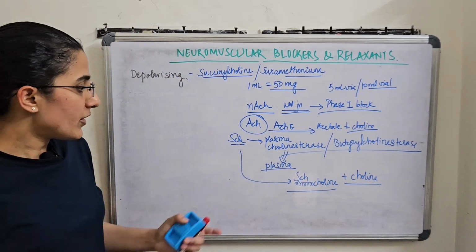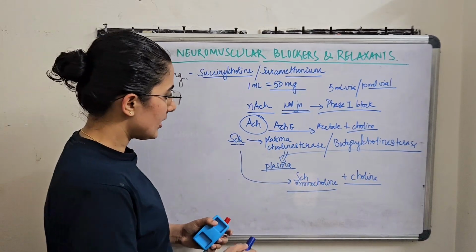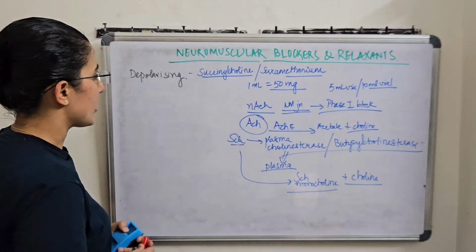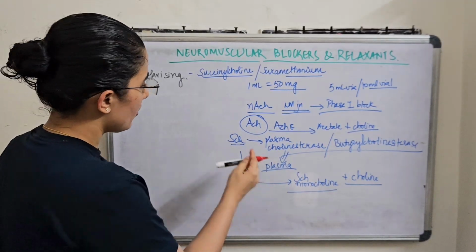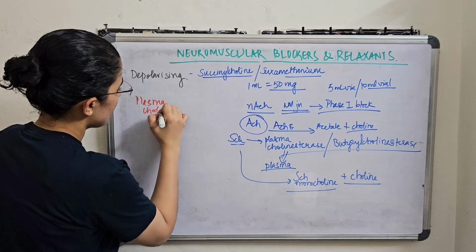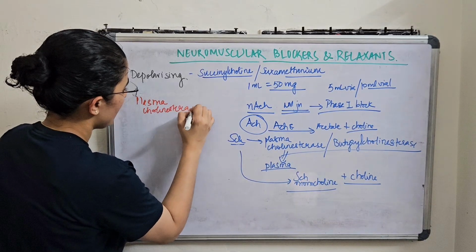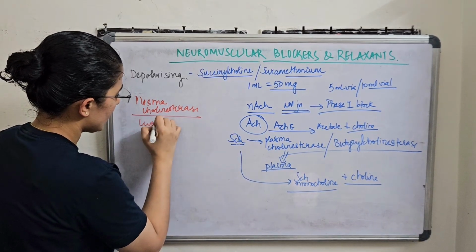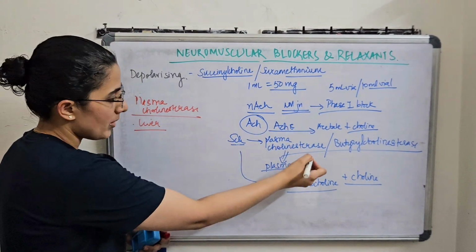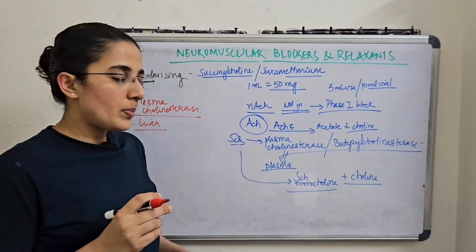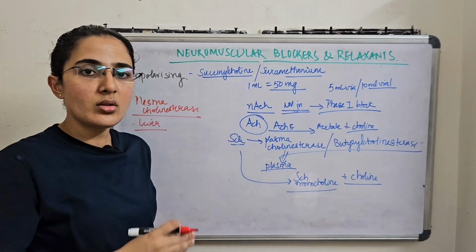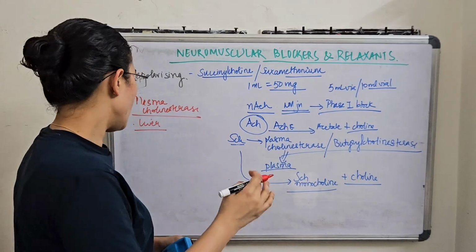After finishing this, we will see a little bit about the enzyme, that is the plasma cholinesterase. This is an enzyme that is synthesized by the liver and is present in the plasma. Plasma cholinesterase's function is to degrade Succinylcholine into succinyl monocholine and choline.